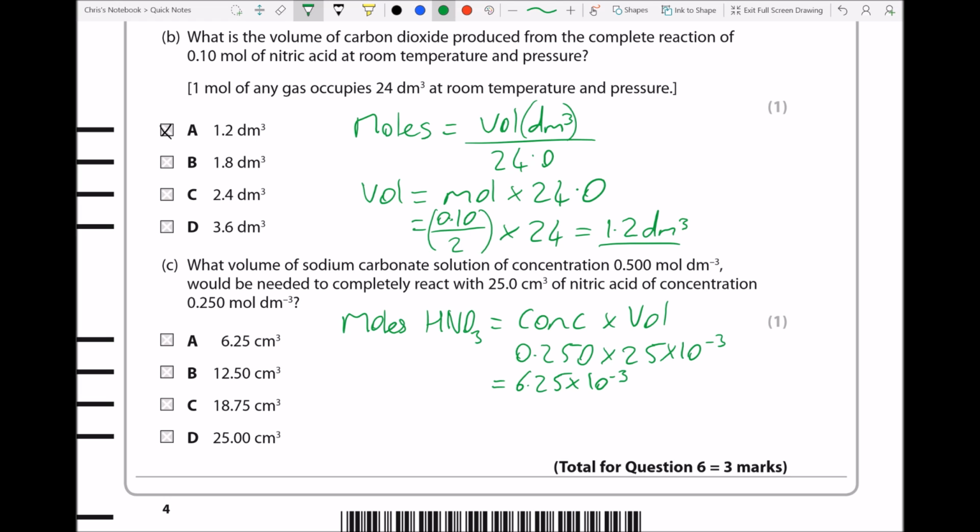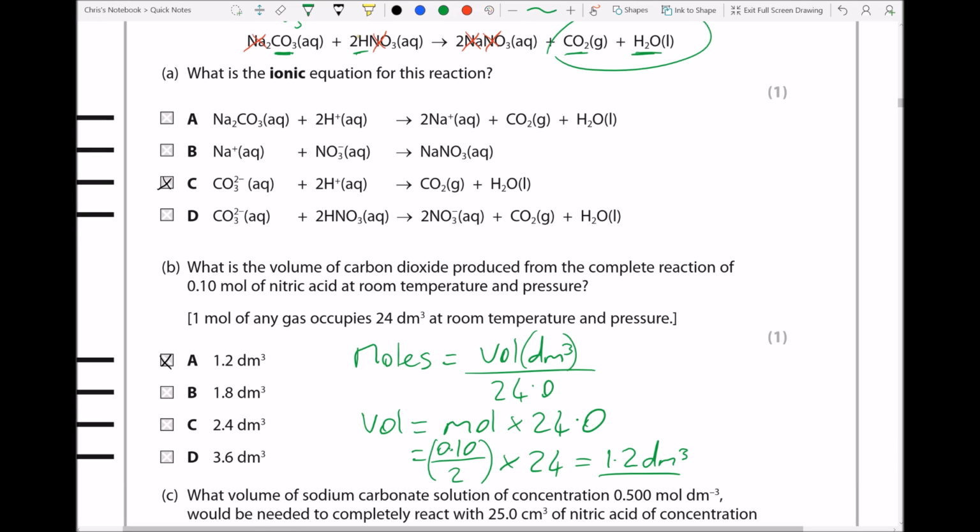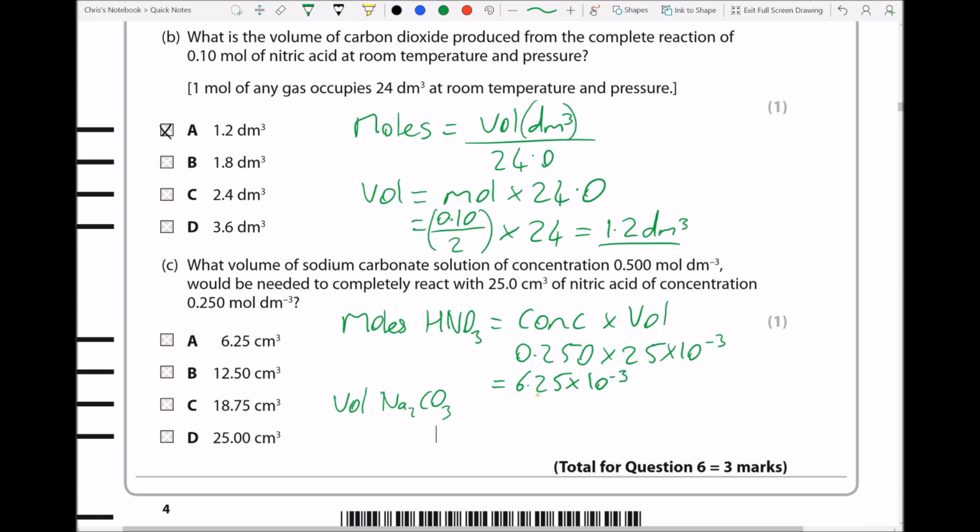Now what we need to do is work out the volume of sodium carbonate, which is Na2CO3. Okay, right, let's go back. There's our nitric acid, there's sodium carbonate. Look, it's a 2-to-1 ratio. So the number of moles of sodium carbonate is going to be half that of whatever the moles is of nitric acid. Now, I've worked out the number of moles of nitric acid as that. So basically, it's going to be that number divided by 2, and that'll tell us the number of moles of sodium carbonate.